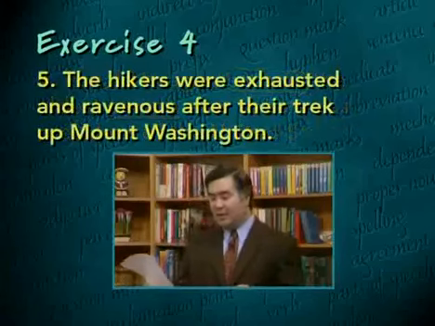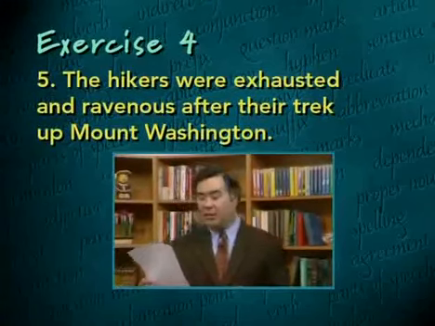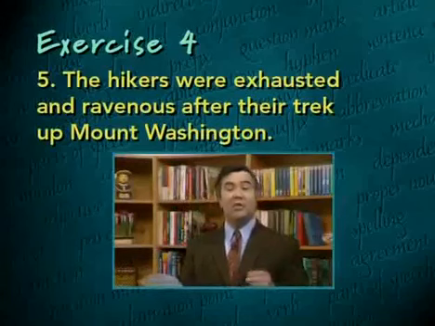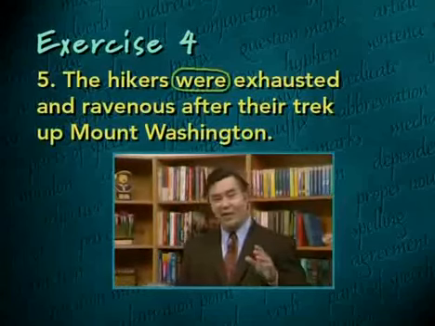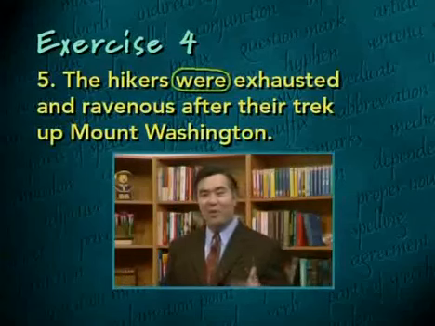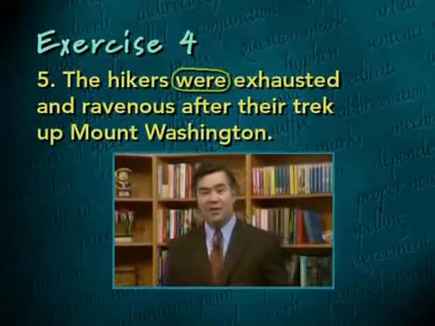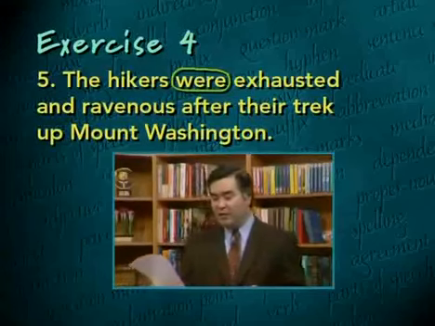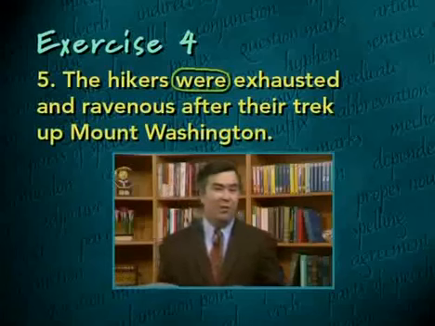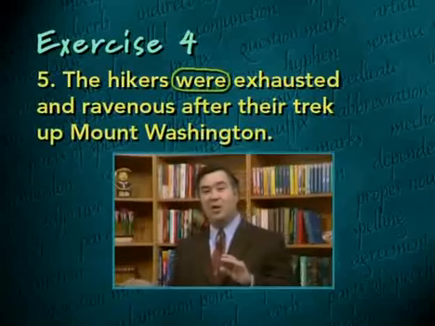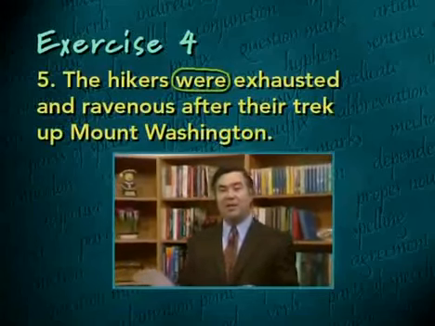Our final example. The hikers were exhausted and ravenous after their trek up Mount Washington. What's the verb in this sentence? Well, the verb is were, and were, of course, is a form of the verb to be, which is the most common and important of the linking verbs. The subject of the verb were is hikers, and what follows the verb were is what the hikers were. Therefore, it's the subject complement that gives us more information about the hikers.